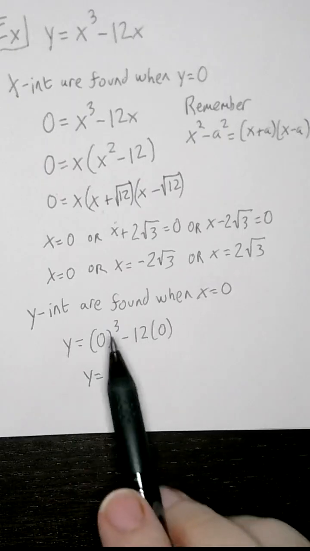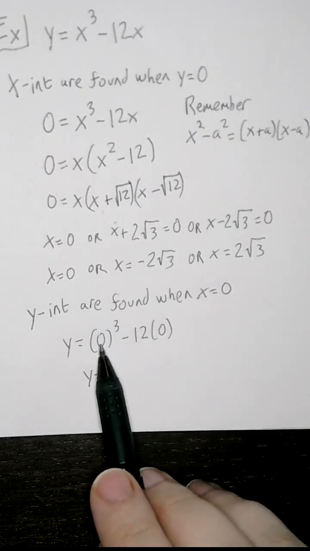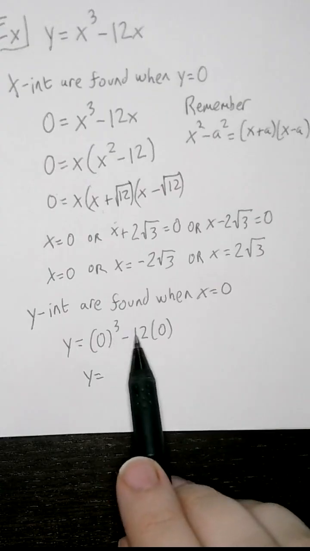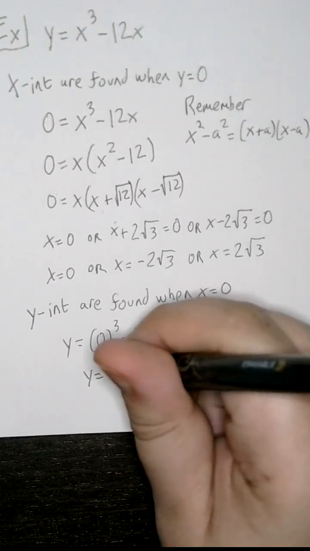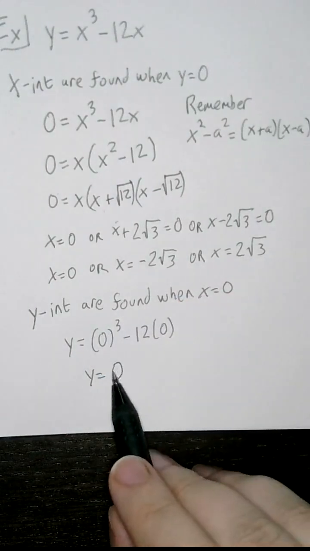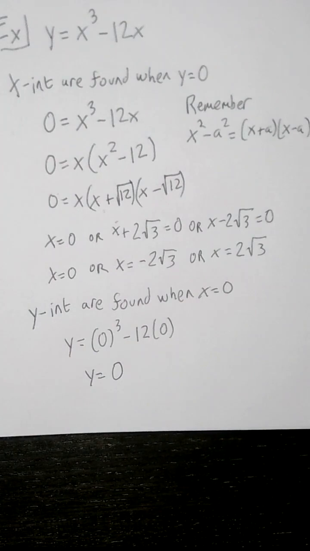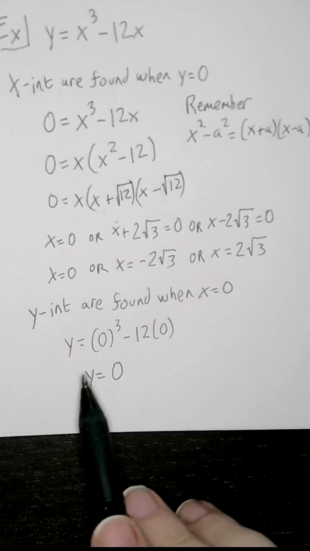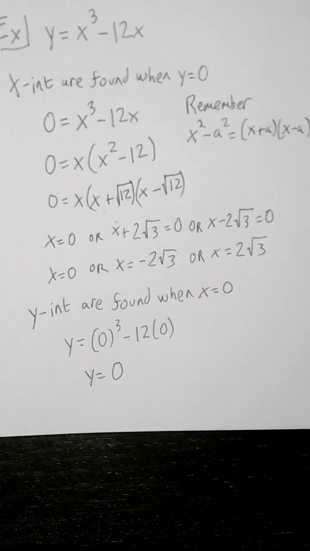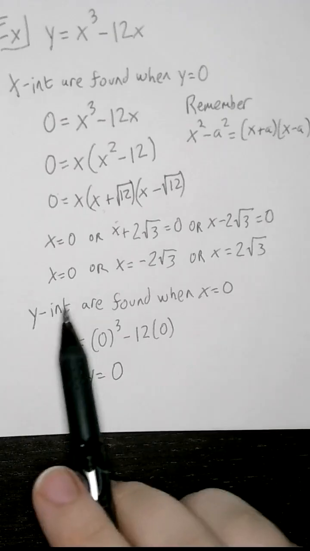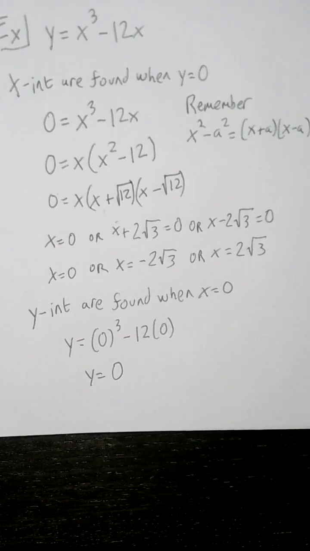So yeah, I agree with you, Imperfect. 0 cubed is 0. Negative 12 times 0 is 0. 0 minus 0 is 0. So our y-intercept is going to be at the origin. So in fact, one of my roots is going to be the origin.